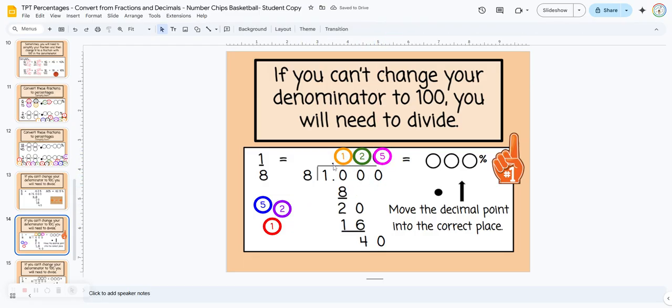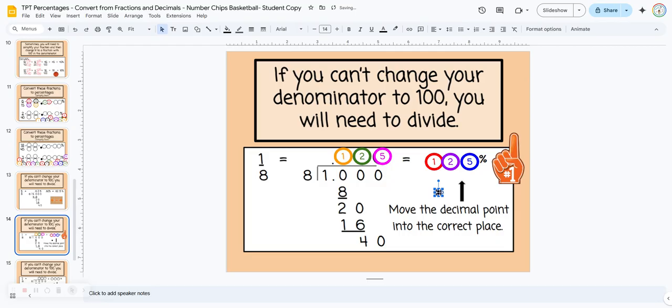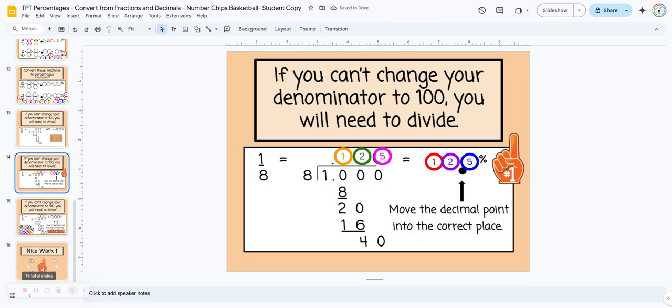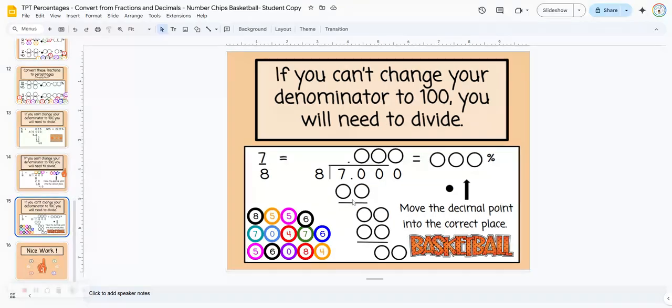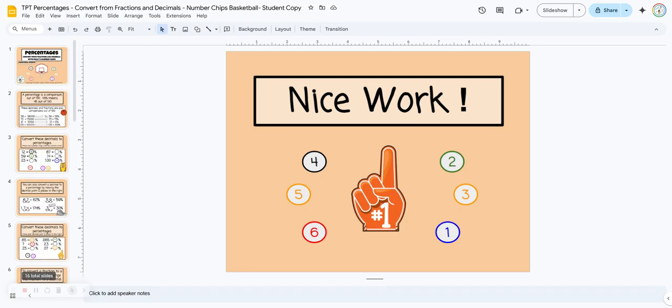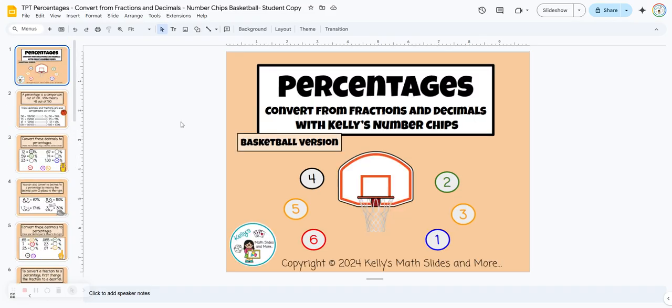So they're going to get a decimal answer of 125 thousandths. If they move the decimal point 2 places to the right, they're going to get 12.5%. And then they have a decimal point here that's movable. And they just move that decimal point into the correct place. The very last slide, the students are going to have to do all of the division themselves. They have all the number chips they need. And then they're going to place that decimal point correctly in the answer. So that is the end of the lesson. This is the basketball version of percentages converting from fractions and decimals.